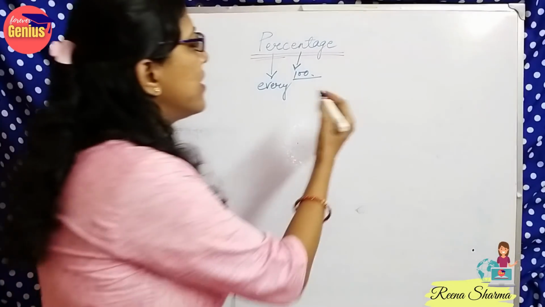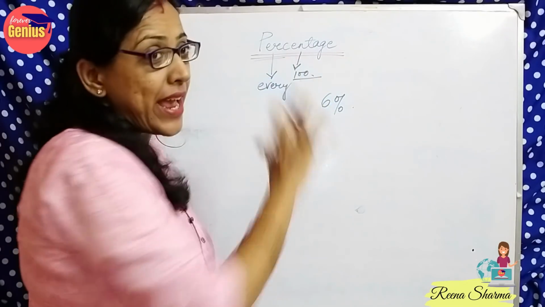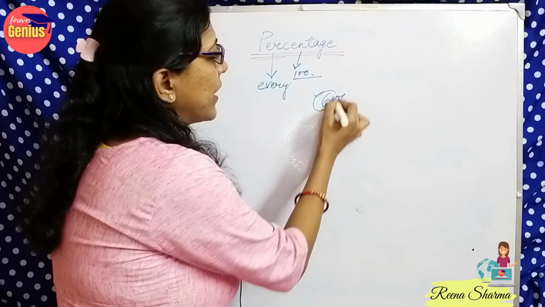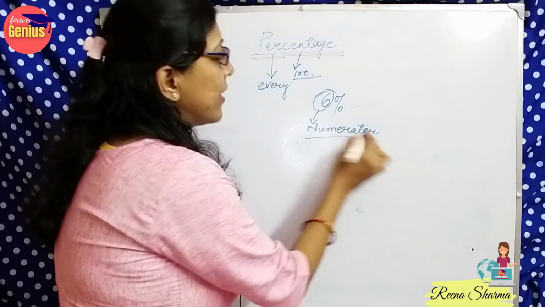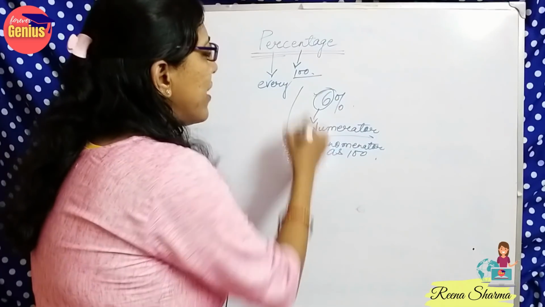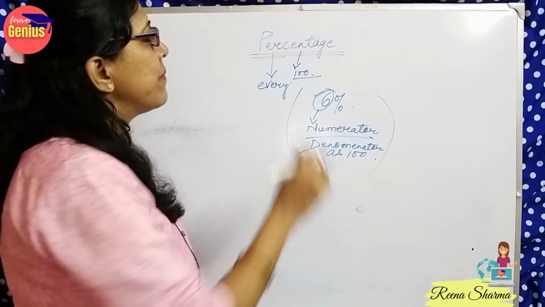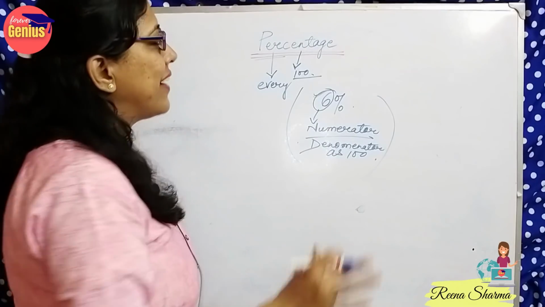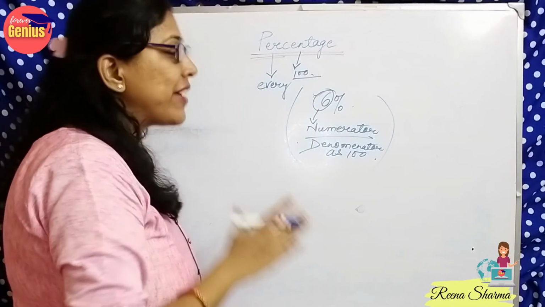Suppose the question is given 6%, it means 6 out of every 100. This number, the number given of percentage, that would be the numerator with the denominator as 100. So whenever we calculate percentage, what we have to keep in our mind, that if any percentage is given, we have to always calculate on 100, because the value for each and every 100 is given to us.